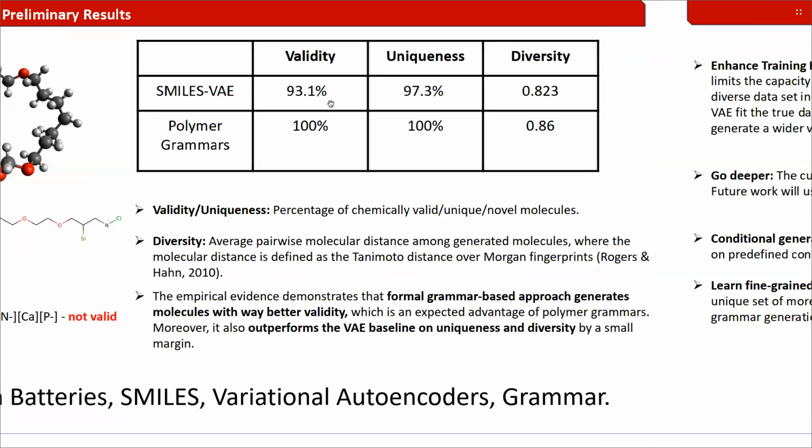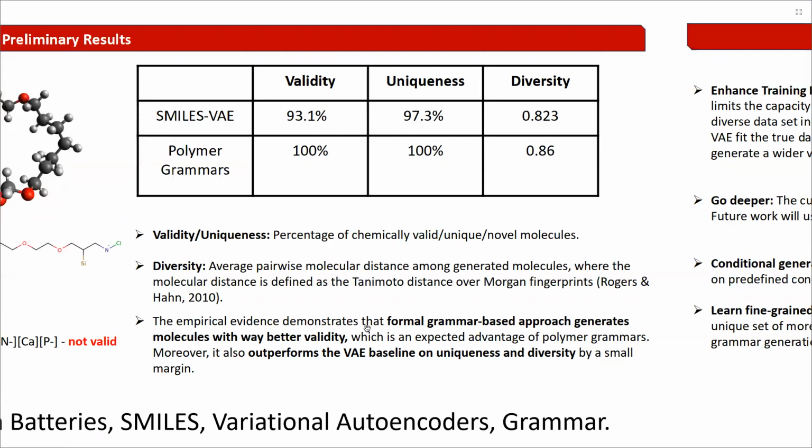We compare the 2 algorithms using 3 metrics: the validity, the uniqueness, and the diversity. The validity and uniqueness are defined by the percentage of chemically valid or unique molecules, and the diversity is defined by the distance between 2 molecules as defined in this paper. And as we can see in this table, for the 3 metrics, the polymer grammars outperform the SMARTS VAE. And this is the main result of this poster.